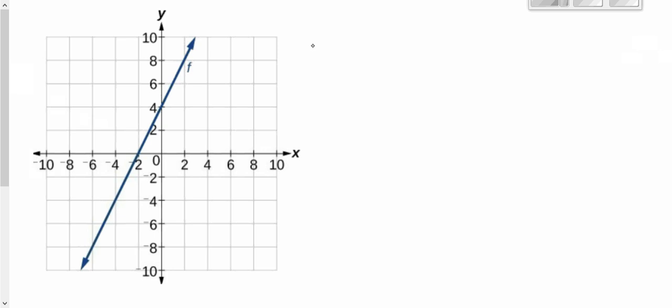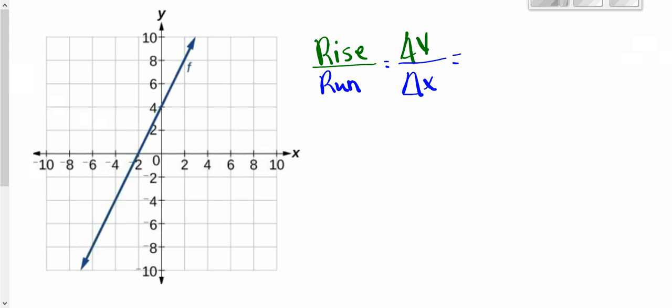We measure it by finding the rise over the run. We also refer to this as change in y over change in x, or it's the difference in my y values, my second y minus my first y, and my x values, my second x minus my first x.